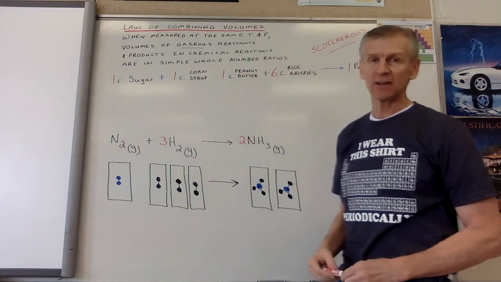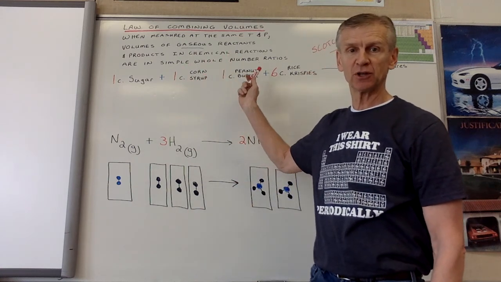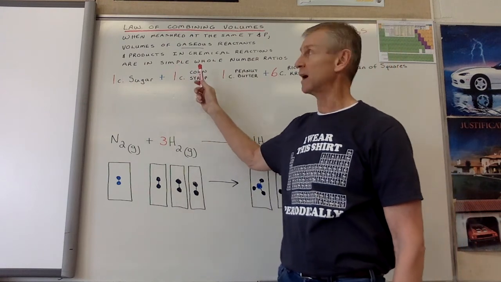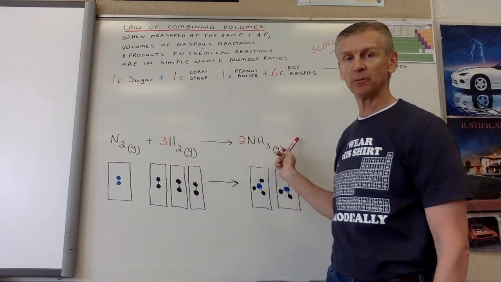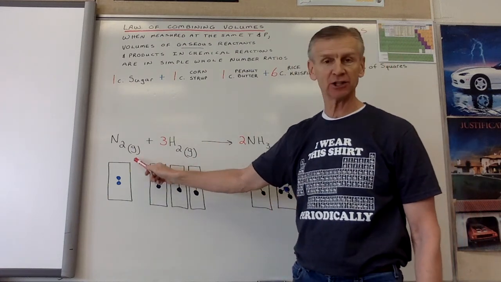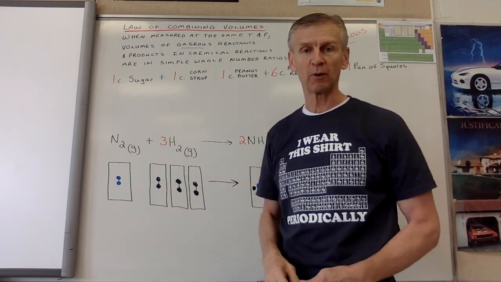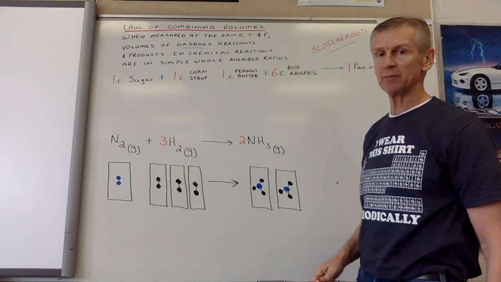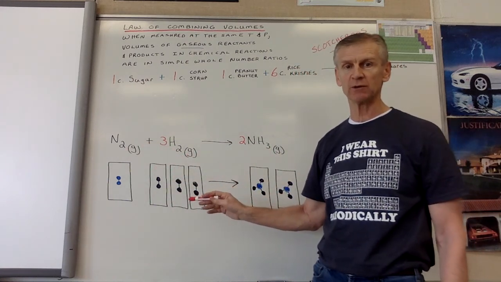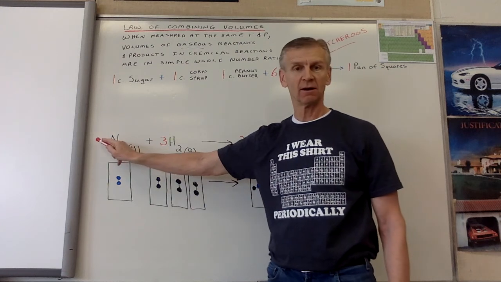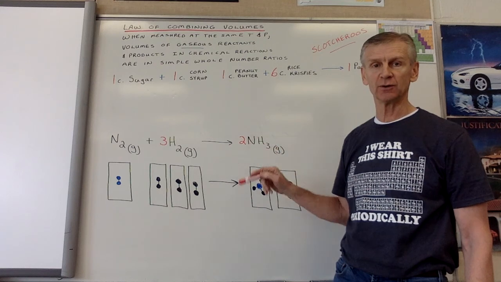So, simply stated, the law of combining volumes says that when measured at the same temperature and pressure, the volumes of gaseous reactants and products, and again, notice it said gaseous, are in simple whole number ratios. Basically, all that means is that when we balance an equation, the coefficient numbers that we use to balance it are whole numbers, like 1, 3, and 2.